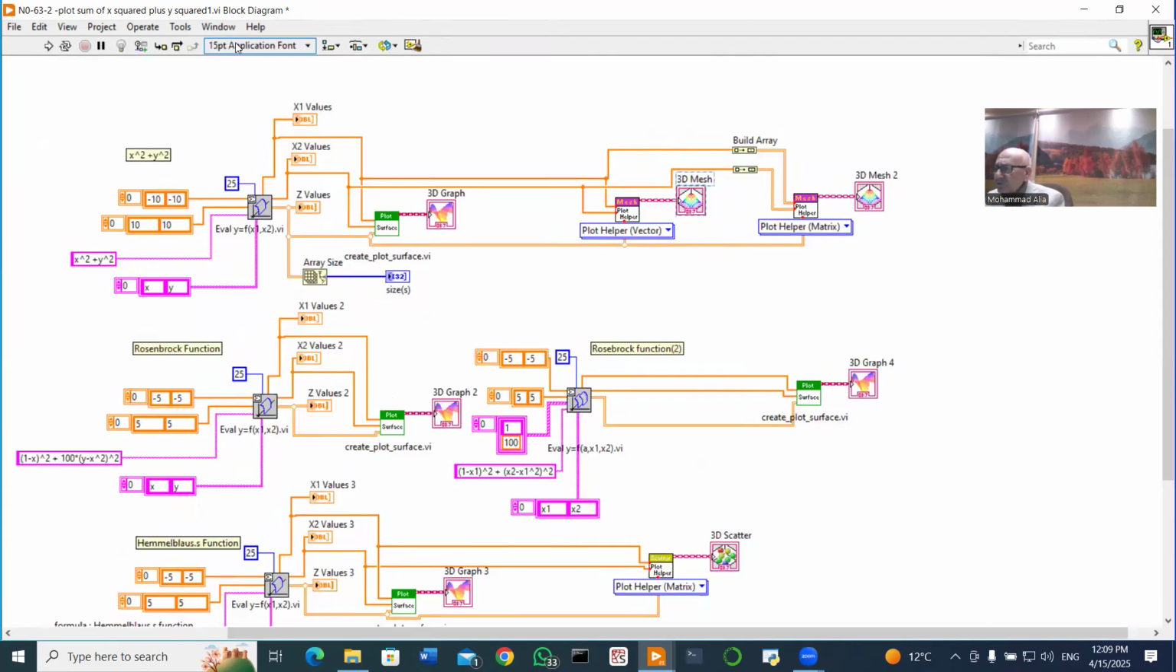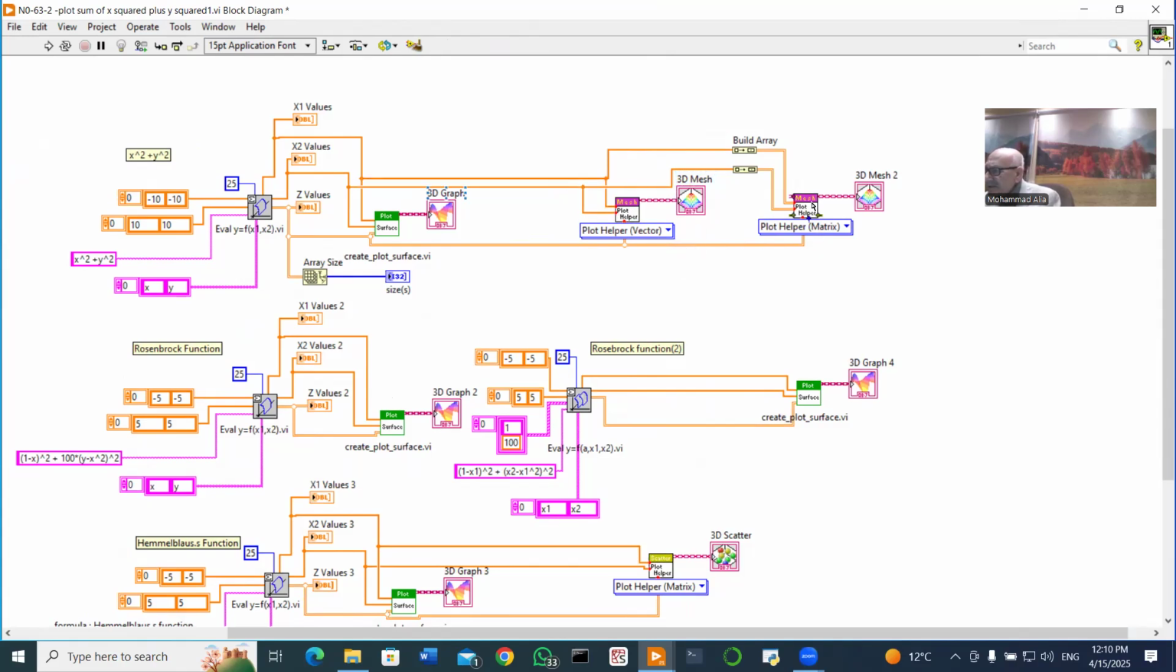Also, I wanted to demonstrate that if you look at this indicator here, you have an arrow where you can select the mode of operation by using plot helper vector or plot helper matrix. I selected plot helper vector. So as you see here, the input is an array and the other input is an array.